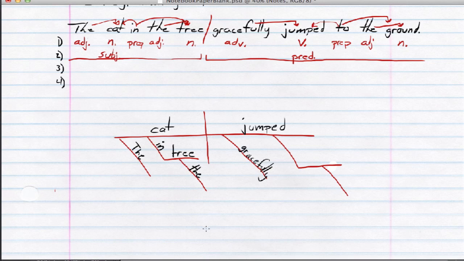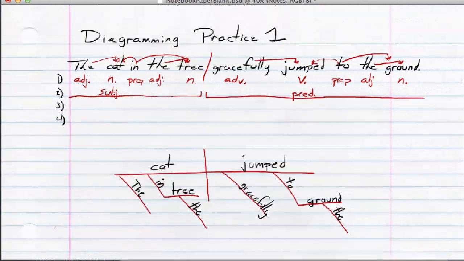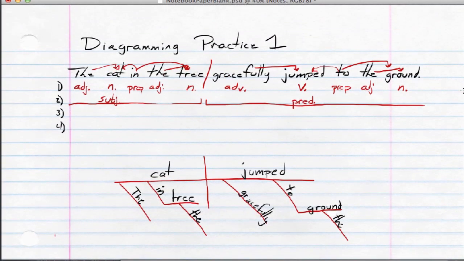Gracefully goes there. And now I have a preposition that needs to link these two words, to show the relationship. So I've got to, ground. That's where the tricky one is. And the. If you were able to do that, you now have the basic concepts that will get you all the way through the 4 levels of grammar. That'll be it for diagramming practice 1.